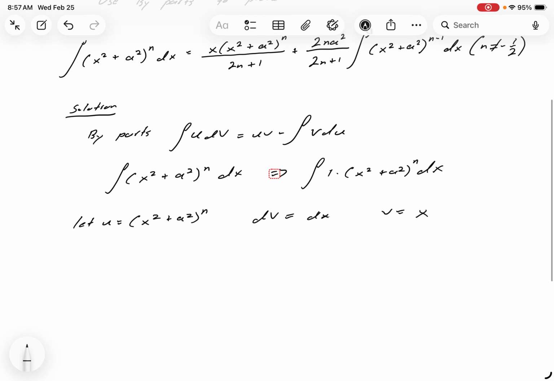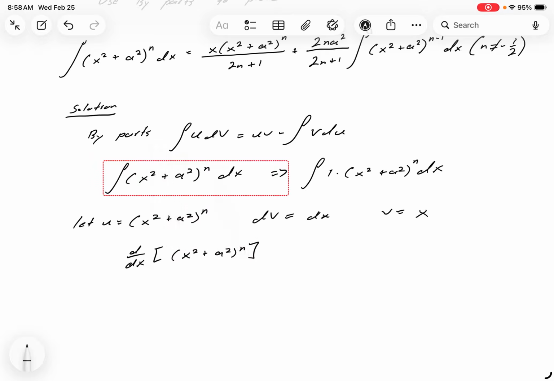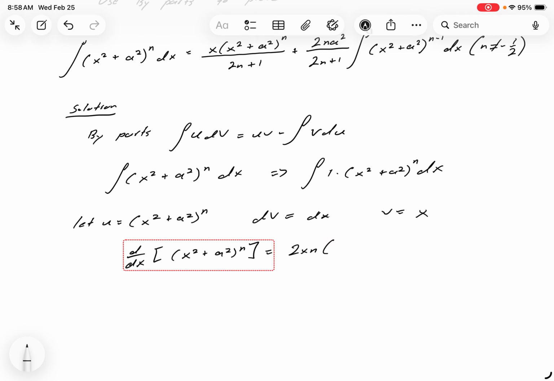And yeah, that means that we have to find the derivative. Now we're going to have to find the derivative of this because we chose u to be (x squared plus a squared) to the n power. So that's d over dx of (x squared plus a squared) to the n. And I'm going to save some time here. This just involves a chain rule. You should know how to do this. If not, then just go ahead and review that. But chain rule, yeah, so that's going to be this. This is going to be your derivative.